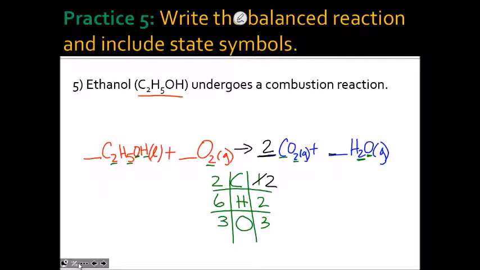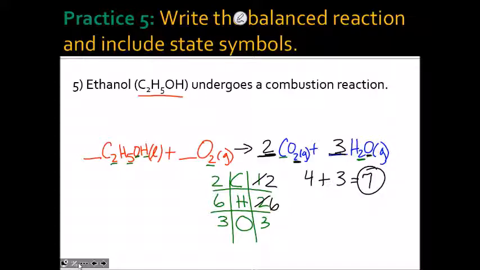What do we put here to balance our hydrogens? We need it to be 6 total, so something times 2 gives me 6. So we're going to put a 3 here. Good. So that's 6. Now you add up your oxygens on the product side. So we have 2 times the 2, that's 4, plus 3 times the 1 is 3. This is a total of 7.